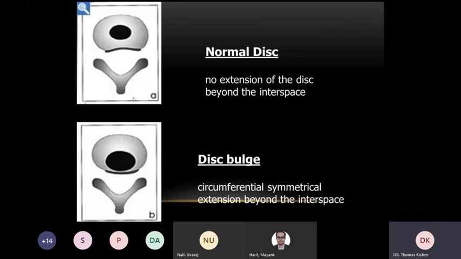It's not extruded. Whereas in a disc bulge, the concavity that you see in a normal disc is lost and it's more convex like this. It's circumferential and not just focal. So a circumferential, symmetrical extension beyond the interspace is called a disc bulge.